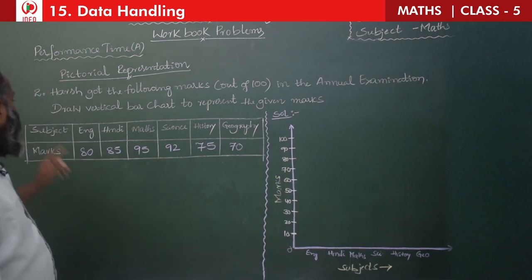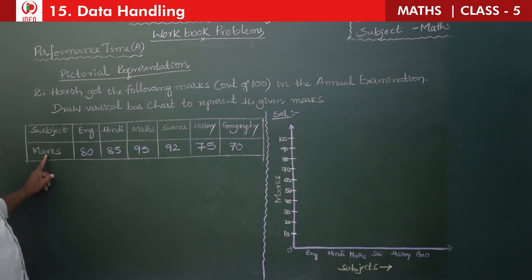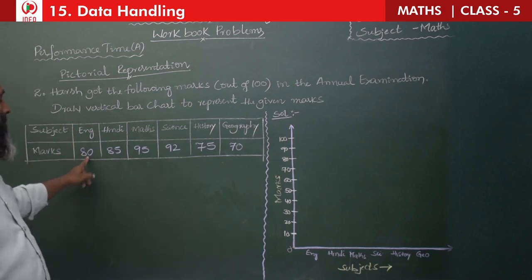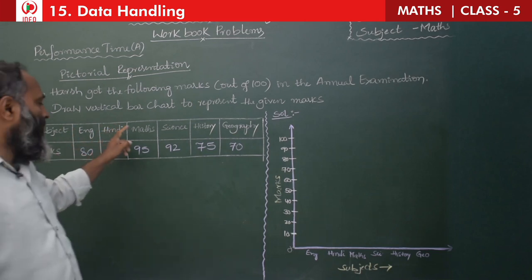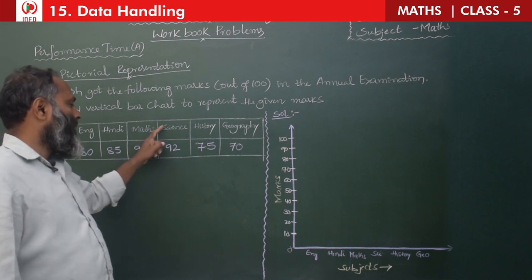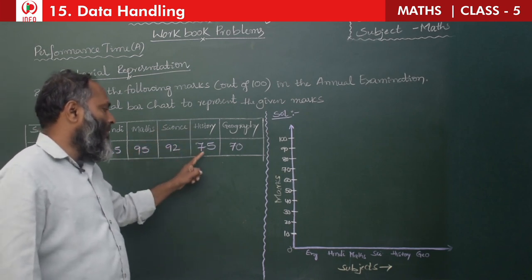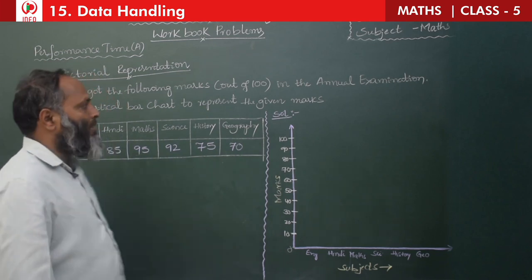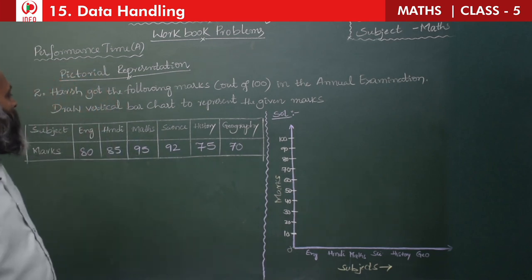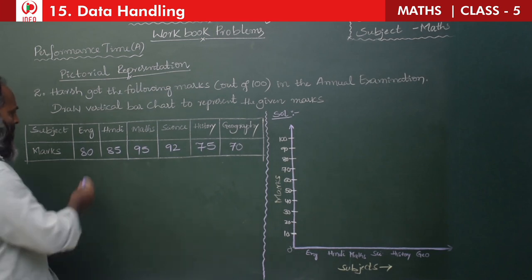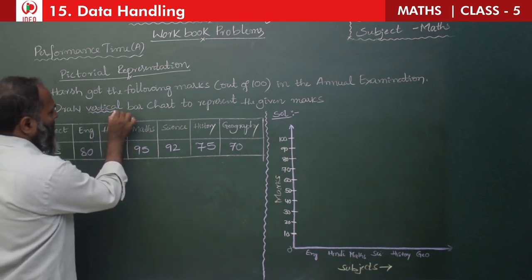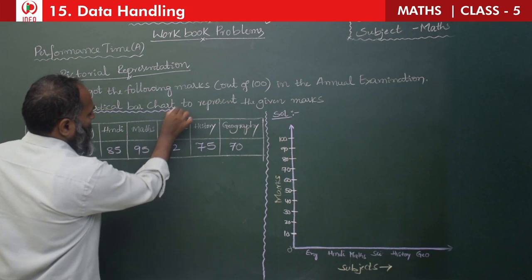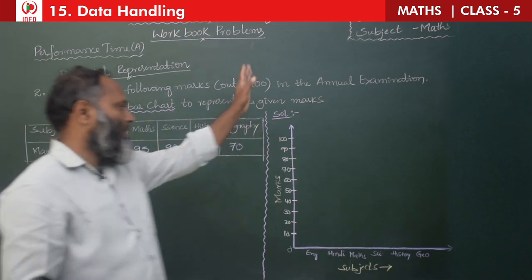Now, subjects and marks: in English he got 80 marks, in Hindi 85, in maths 95, science 92, history 75, geography 70. So these are the marks he got. Then he is asking for a vertical bar chart. Which one? Vertical. So vertical means like this.